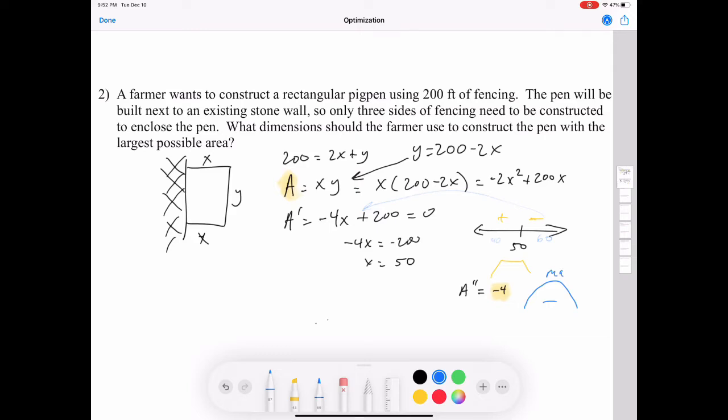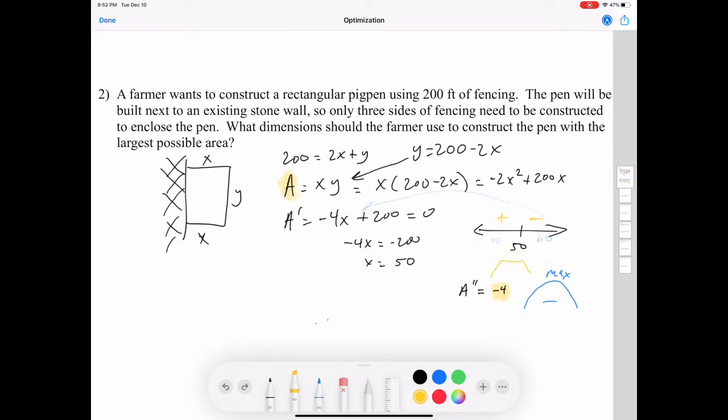That's us using our concavity test, which I think is actually even faster than us actually checking our slope. It takes up a lot of work for us to check this right here, but if we took our second derivative, we automatically know that's going to be a maximum.